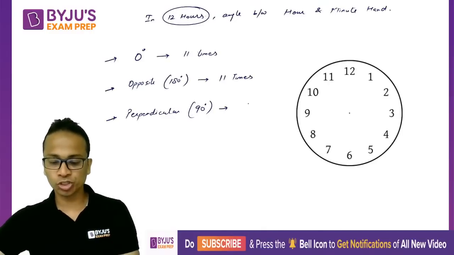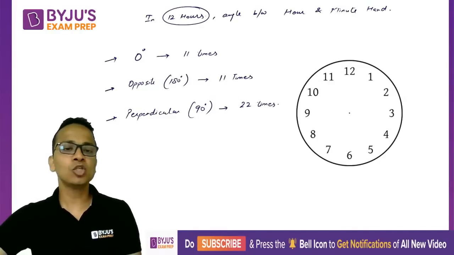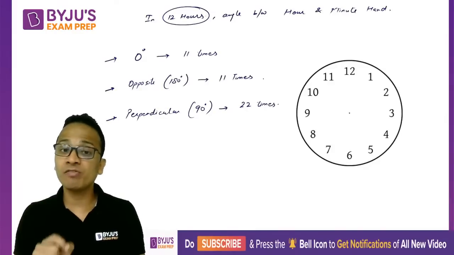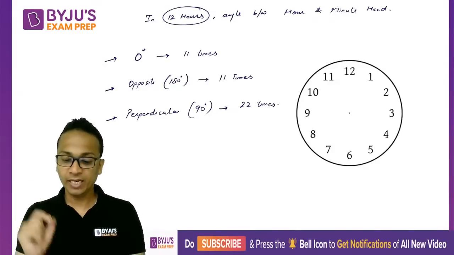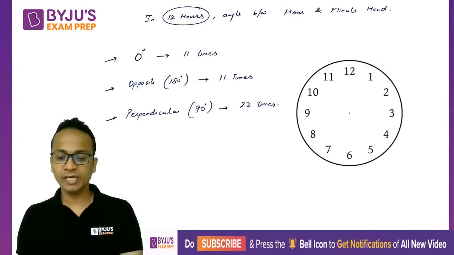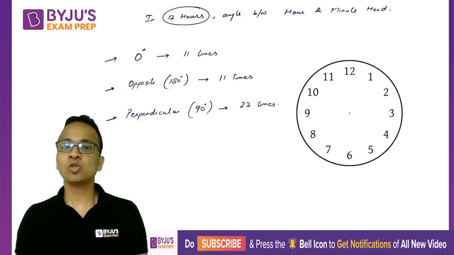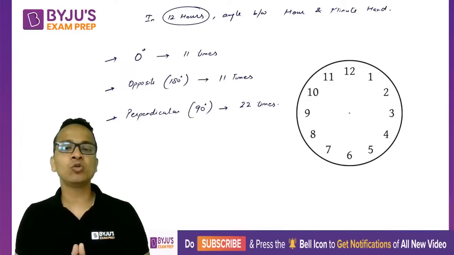Exactly, absolutely. Krishna, your answer is absolutely correct. So it will happen 22 times in 12 hours. Okay, no Krishna, 44 will not be the answer. Earlier you had written the correct answer, 22. So in 12 hours, this will happen 22 times.